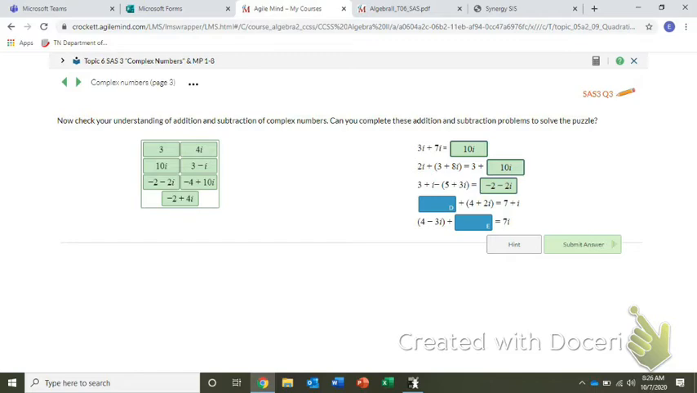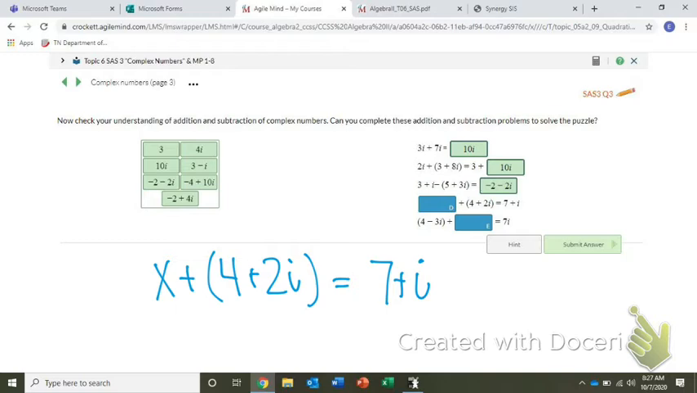All right, so D, what's different about D? Is it looking for where you start or where you end? It's looking for where you start, okay? So we're going to have to do some subtraction. So I'm going to treat this like it says x plus (4 minus 2i) equals 7 plus i. What do I need to do with that 4 minus 2i to get x by itself?